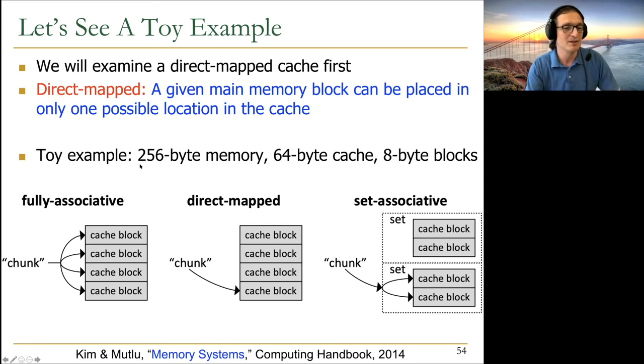So the toy example will have a 256 byte memory, a 64 byte cache, and 8 byte blocks. This means that if you have a 64 byte cache and your block size is 8 bytes, you can only store 8 blocks in your cache, right? You have a 256 byte memory, which is not big, and 8 byte blocks. That means you have 32 possible blocks in memory, but your cache has space for only 8. Then you need to have a mapping function, basically.